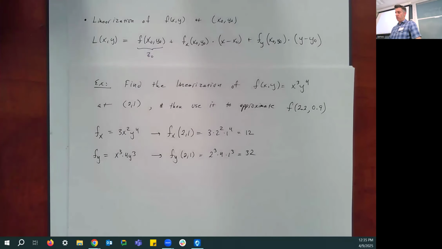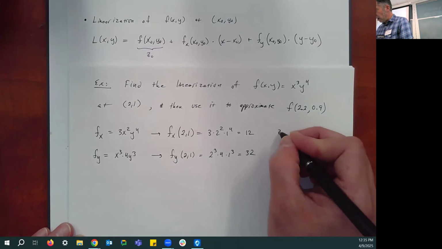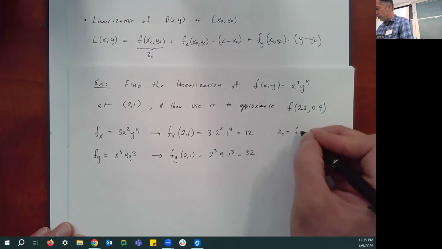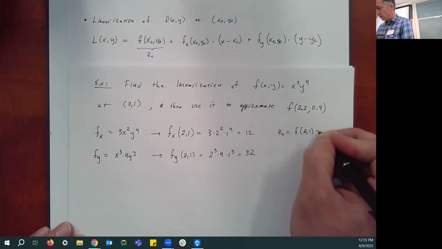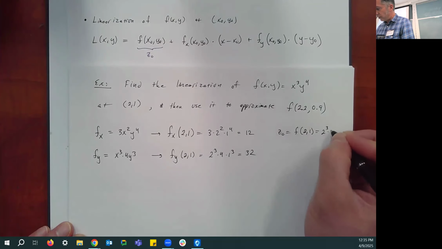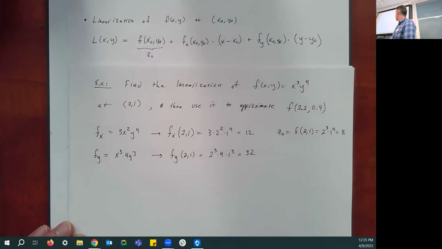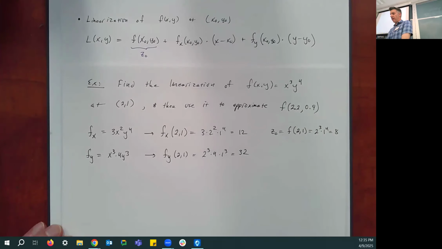So then we're going to write the linear. Oh, and you know what else I need? I need f of 2 comma 1, right? I need my z naught, which is f of x naught, y naught, which is f of 2, 1, which is going to be 2 cubed times 1 to the fourth, which is 8. All right, now we have, I think, all the pieces we need.